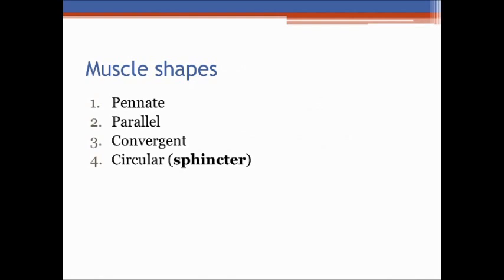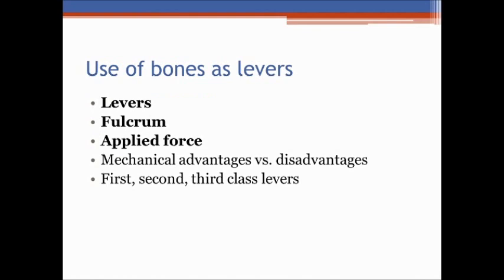So now we're going back into skeletal muscles a little bit. We're going to talk about the different shapes of skeletal muscles, and we're going to go through the different named skeletal muscles that are really important in our bodies. So the muscle shapes: there's a pennate shape, a parallel shape, a convergent shape, and a circular shape, also known as a sphincter.